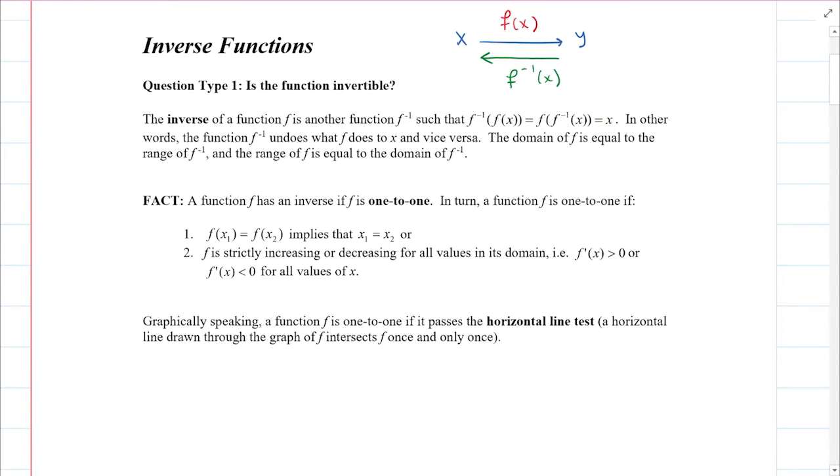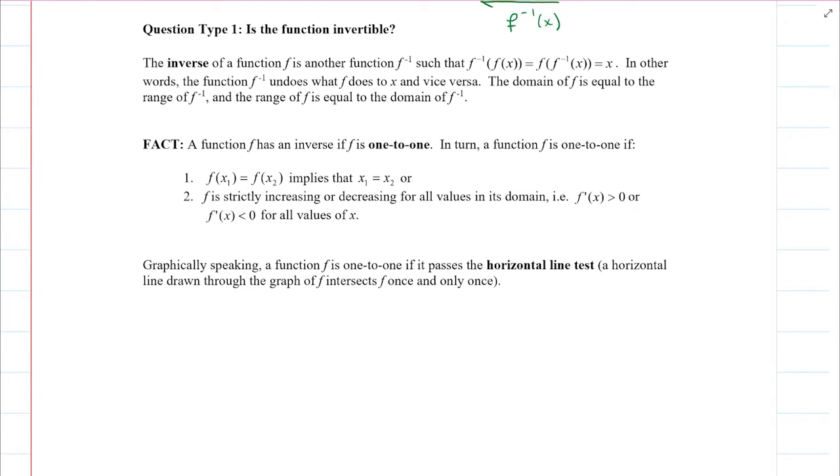There are three types of questions that you get when it comes to inverse functions. These are the main three types of questions. First, they ask you whether the function is invertible. For that, you have different ways. The easiest way, if you have the graph of the function, is to use the horizontal line test. So you draw a horizontal line, and then you will see if your graph is intersected at only one point or at more than one point.